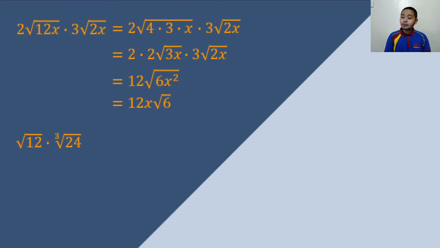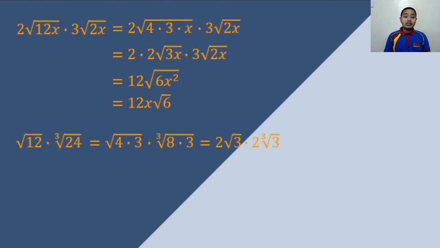So yung square root ng 12, magiging ganito. 4 times 3, di ba? Square root ng 4 times 3. Yung cube root ng 24, magiging cube root ng 8 times 3. Simplifying that one, syempre yung unang factor dyan, that will be 2 square root of 3. Yung pangalawang factor naman dyan, that will be 2 cube root of 3.